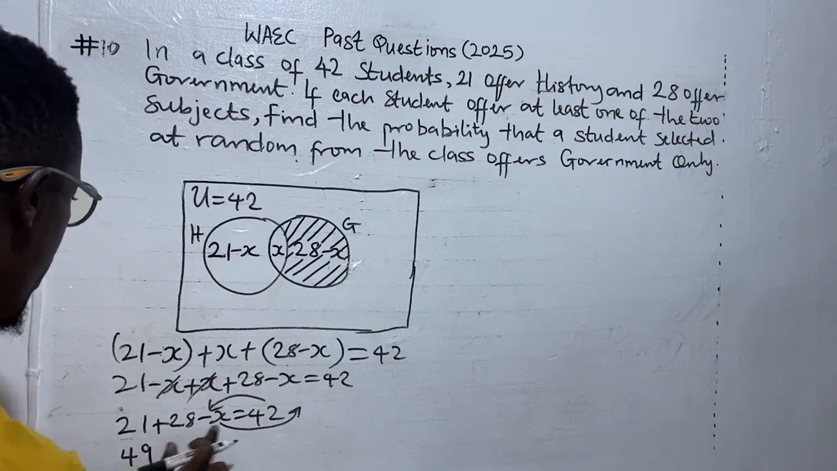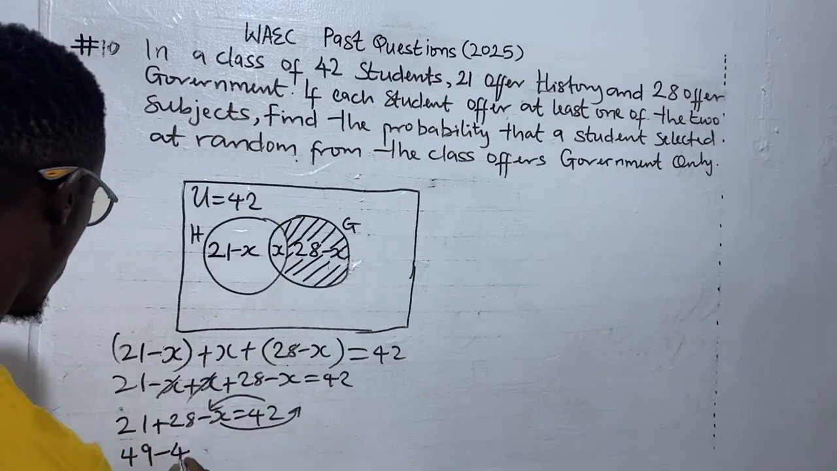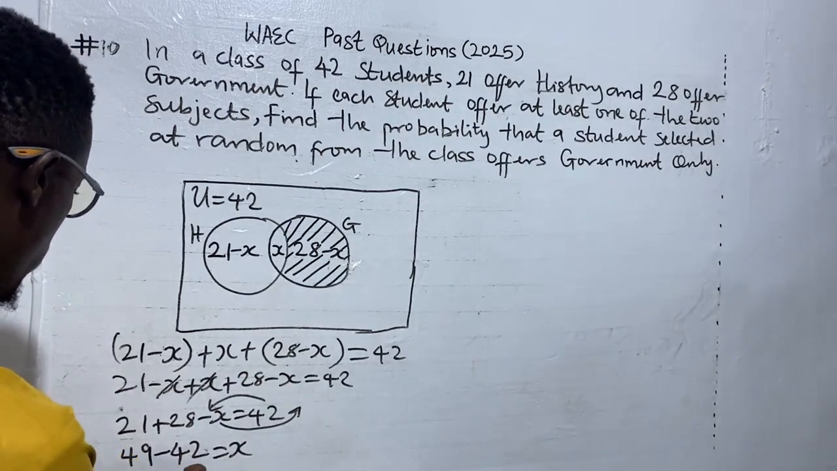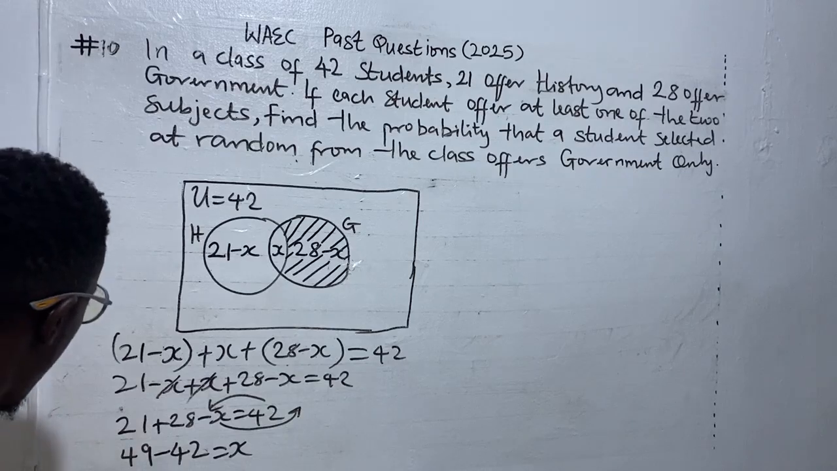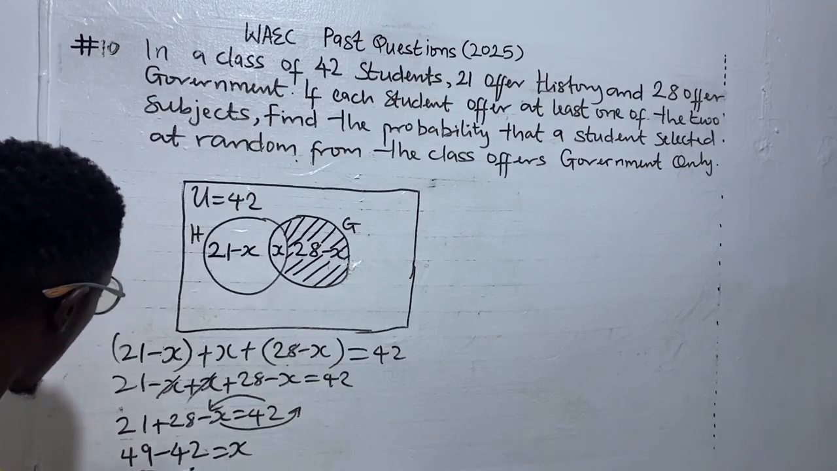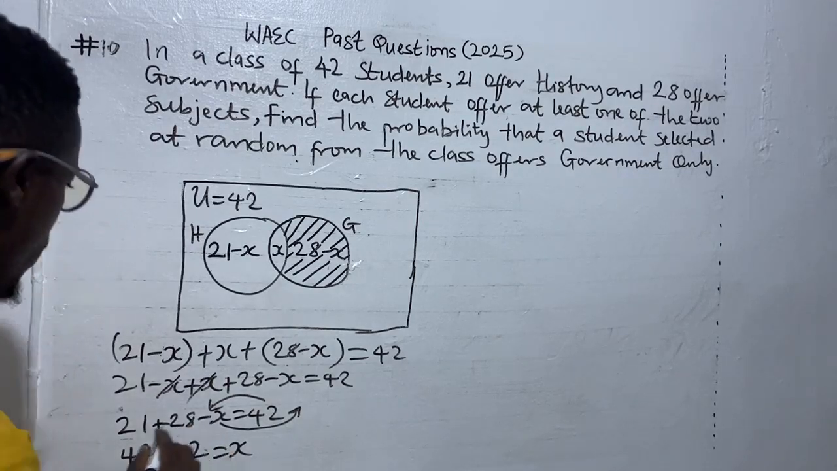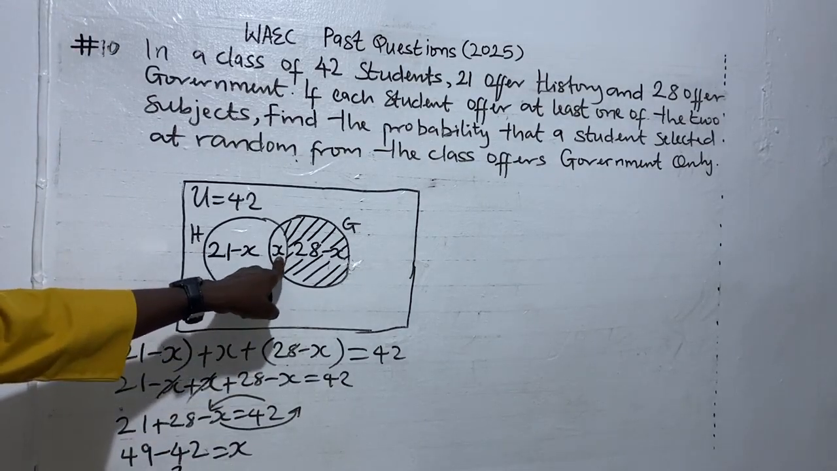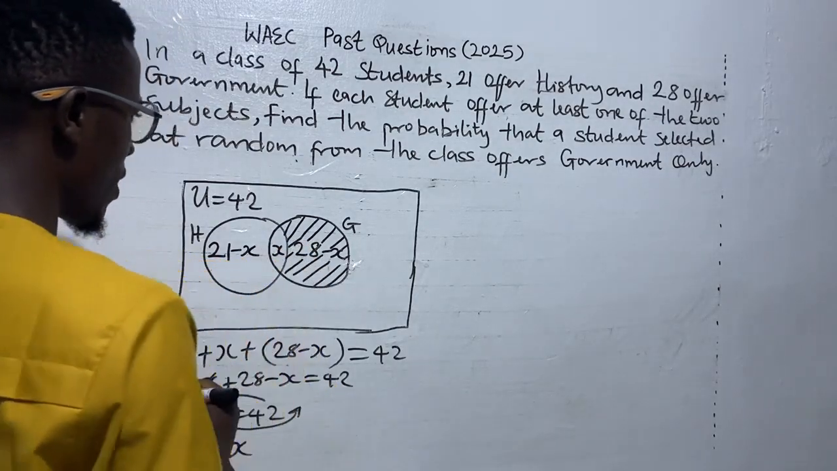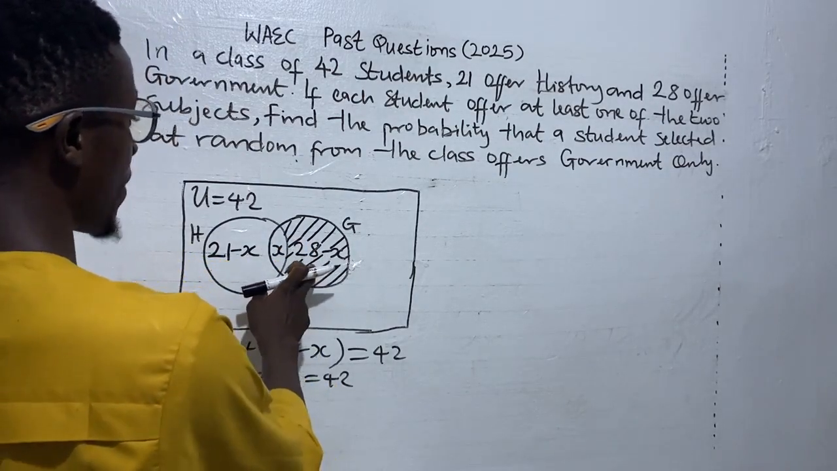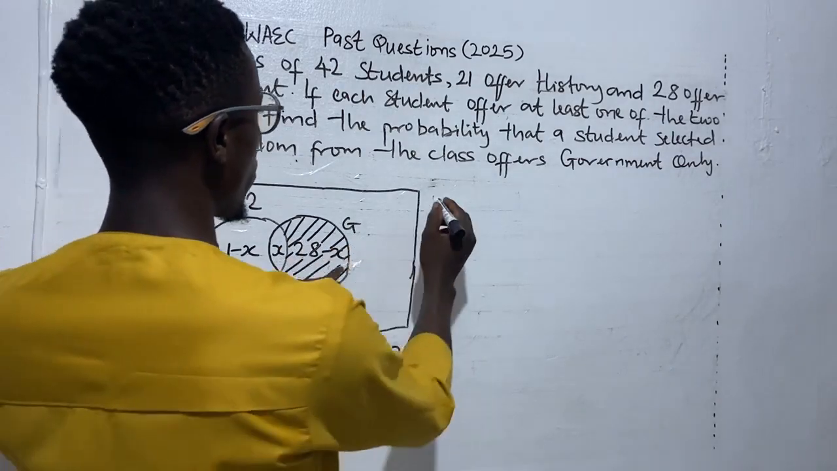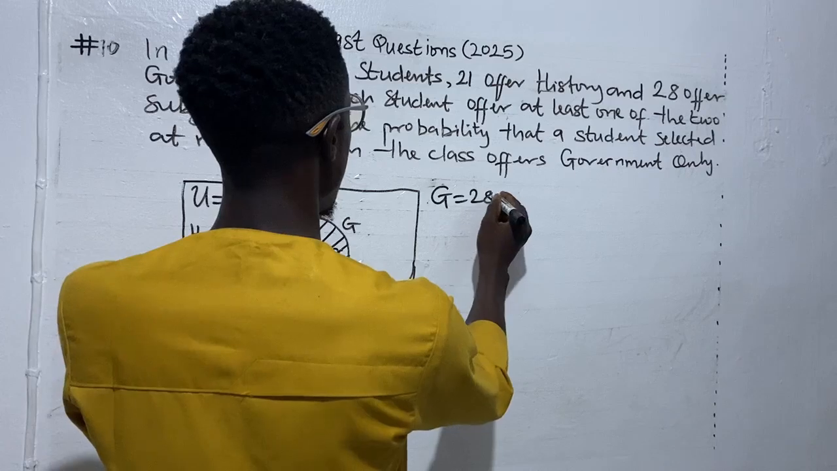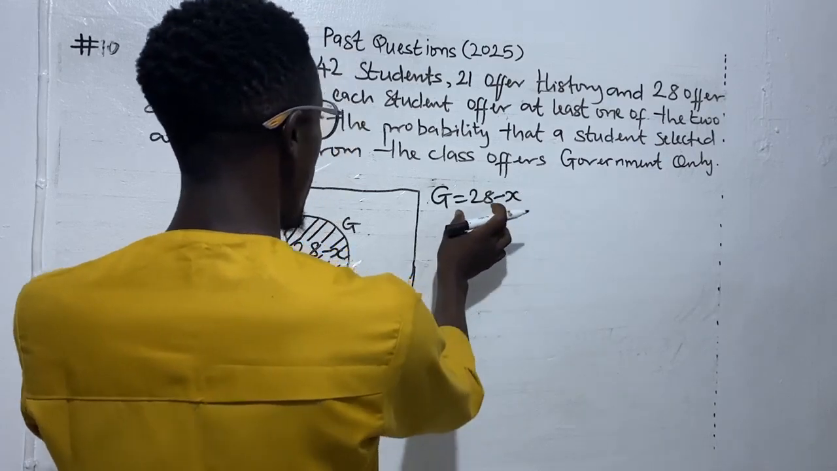49 minus 42 equals x. If you subtract these two from each other, x equals 49 minus 42, which is 7. That means the intersection is 7. From this diagram, you can see that what we are looking for is this shaded part, which is government only, 28 minus x.